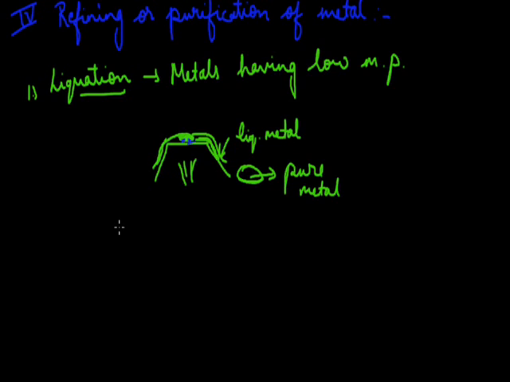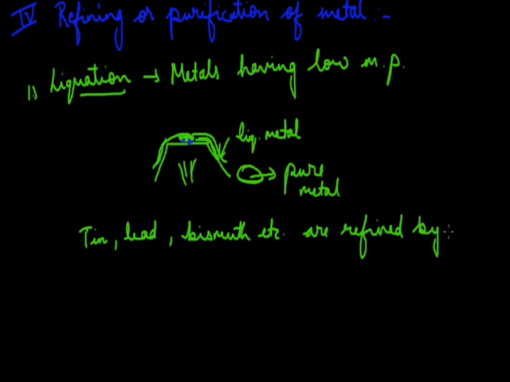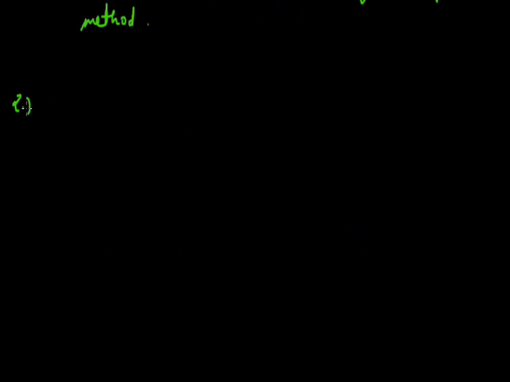The metals which have low melting points, such as tin, lead and bismuth, are refined by this method. The impurities do not melt easily and they remain at the top, while the metal is collected at the bottom of the earth. The next method is distillation.